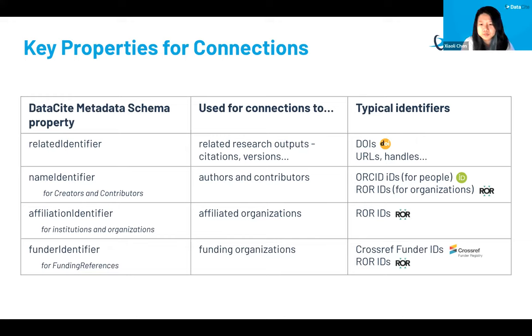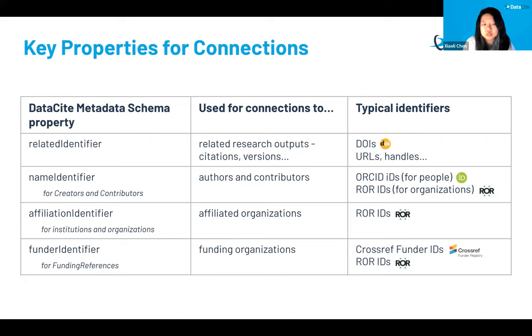So creators and contributors have a name identifier attribute that can be used to uniquely identify authors and contributors. For an individual contributor, typically this will be an ORCID ID, or for an organization, you might use a ROR ID here. Individual creators and contributors can also have affiliations, which are indicated in a separate affiliation identifier property. This would typically be a ROR ID for the organization. And the other place where organizations can be included is the funder identifier, where you can make reference to funding organizations.